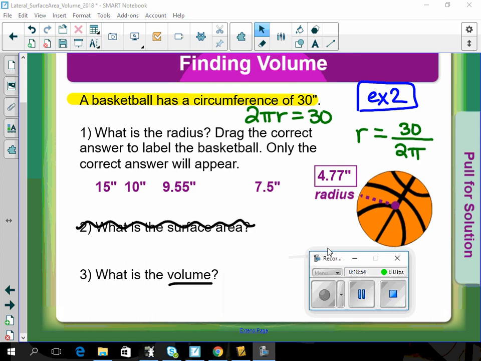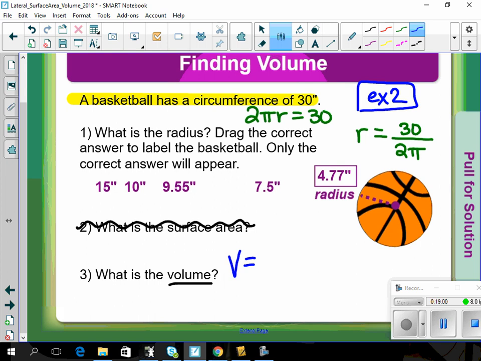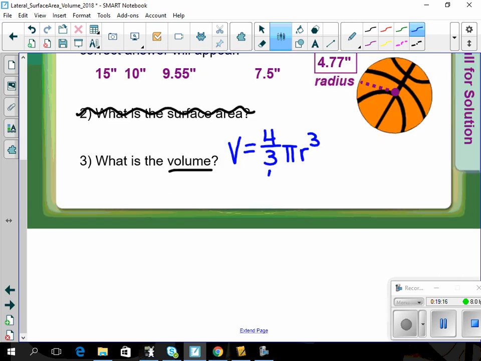So what's the formula for volume of a sphere? Look at your formula sheet. What do you see? So 4/3. Keep going, Carlo. Pi r cubed. We have to be careful. Do we know where the cubed button is on our calculator? I hope so. We'll find it. We'll do it together. So we have 4/3 pi, and then what am I plugging in for r again? We just found it. Yeah, 4.77.